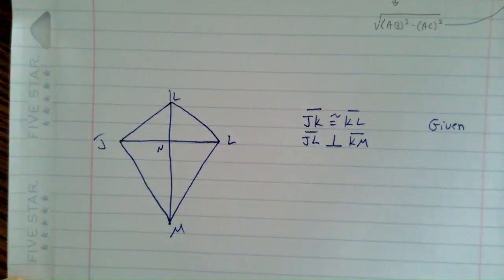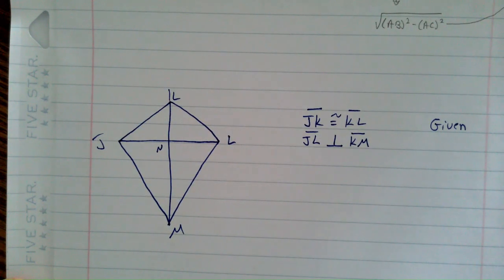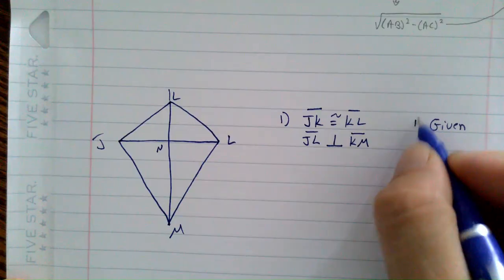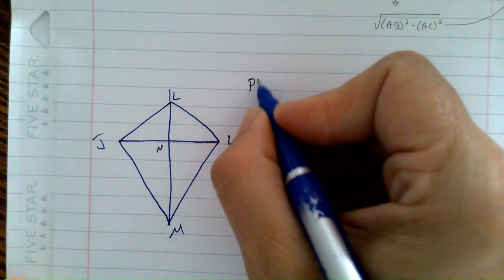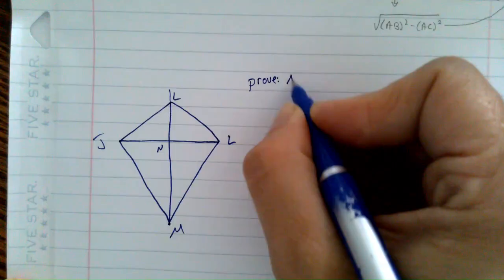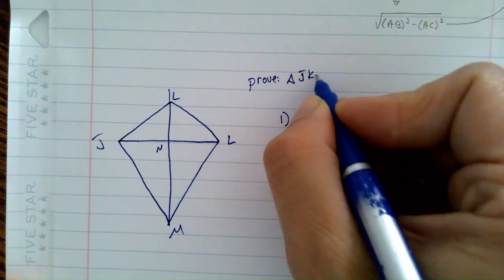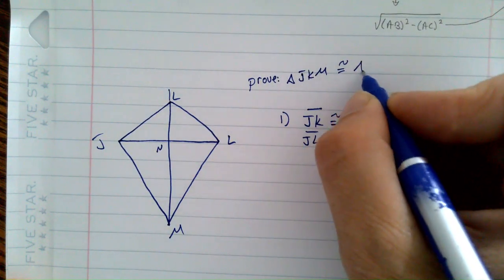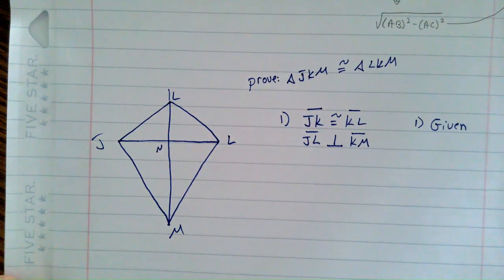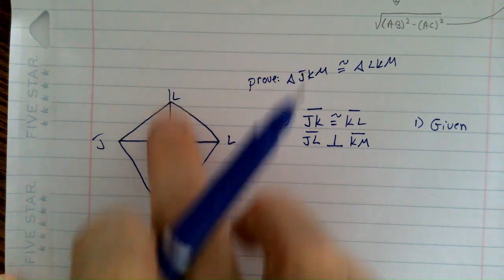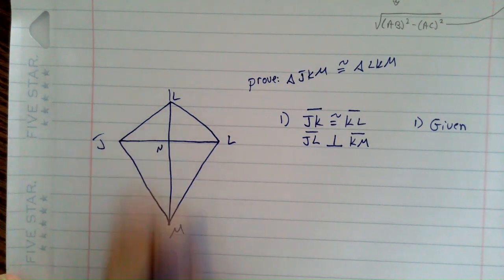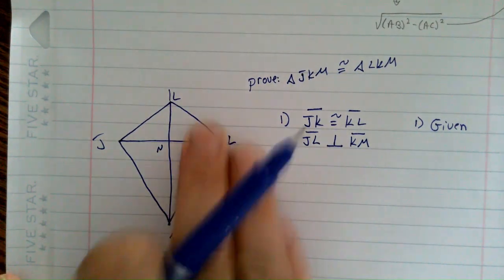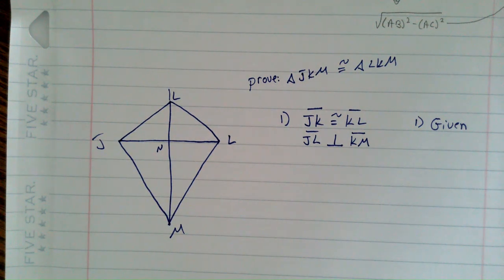Okay, so we need to mark this stuff down, and then we need to see what it gives us. We also need to know what we're proving. And I want you to prove triangle JKM is congruent to triangle LKM. So what are we trying to prove? JKM, oh, that's like the left half, is congruent to LKM. Oh, the right half. Okay, we're trying to prove that the left half and the right half are the same. Check. All right, so what have they given us?